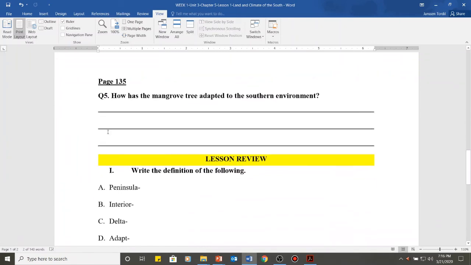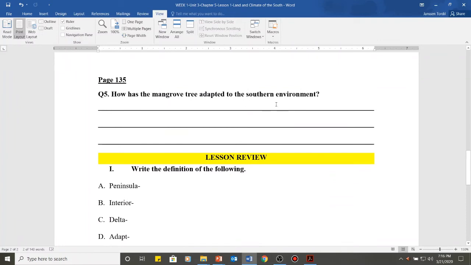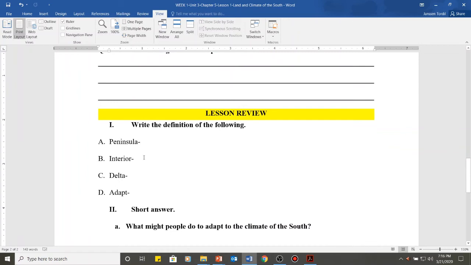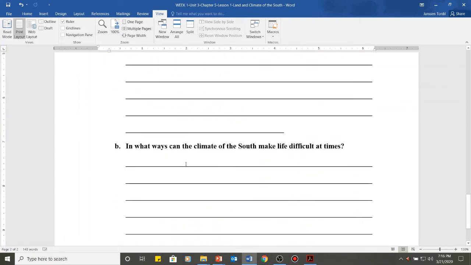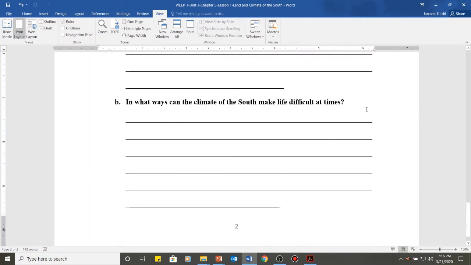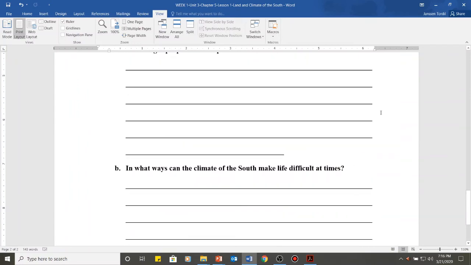And on 135, how has the mangrove tree adapted to the southern environment? We have read about that also. And also you're going to find the meaning of the words peninsula, interior, delta, and adapt. And you're going to answer A and B. This will take you about 15 to 20 minutes only. So be patient. Let's close it up.